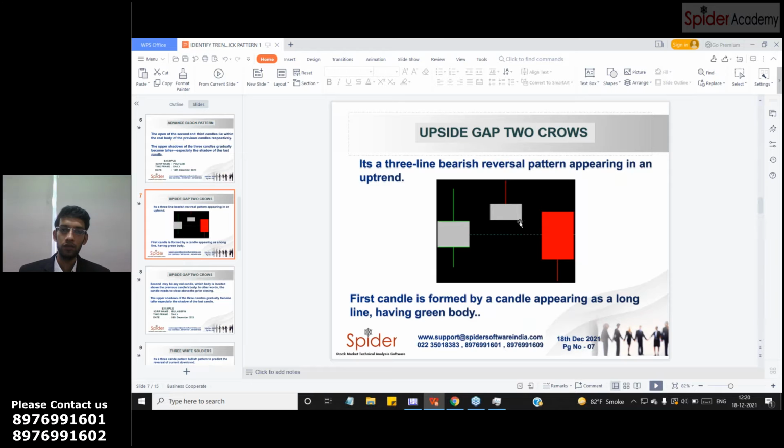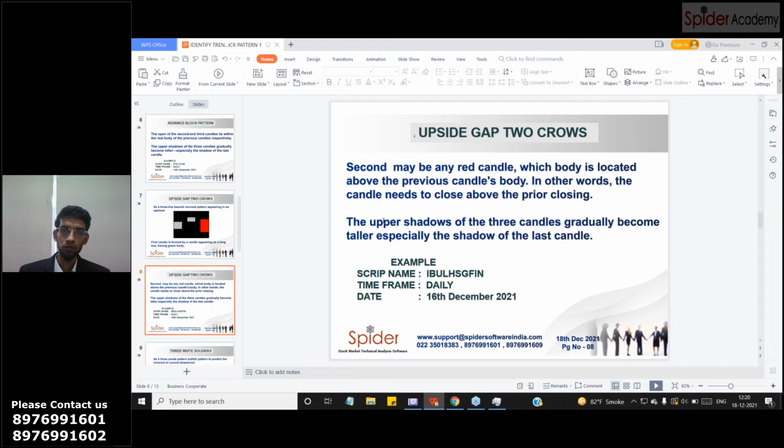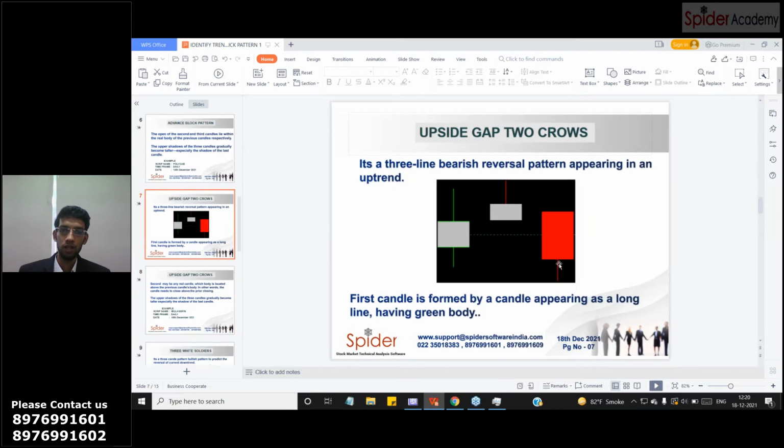And the third candle is exactly the opposite of the first candle. So you can see a U-shaped candle. Okay, so the third of the three candles gradually becomes taller, especially the shadow of the last candle. You can see in this candle, the shadow of the last candle is higher as compared to the last two candles.